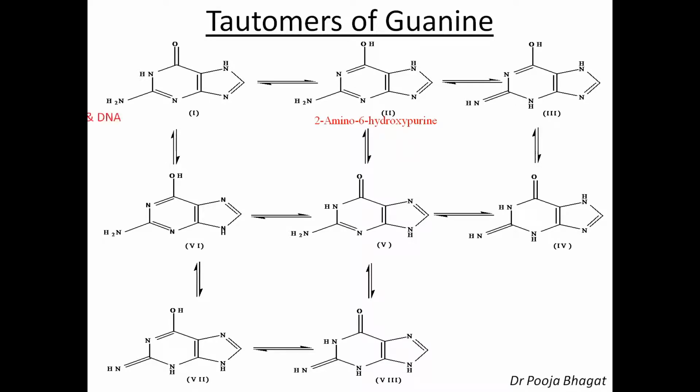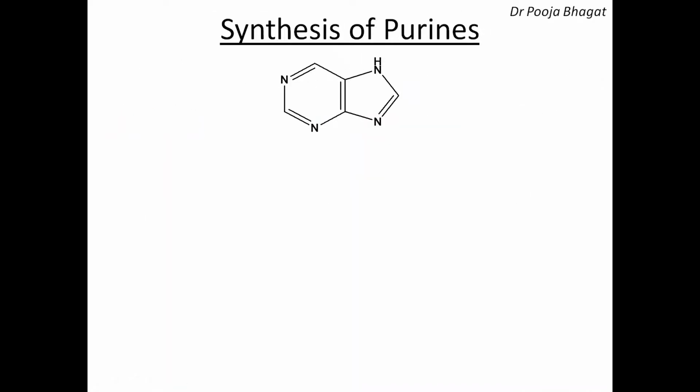Okay. Now if you have to find out which of these 8 tautomers will be present in DNA and RNA, this is the first form, the ketonic form and the amine. So the ketonic and amine tautomer will be present in RNA and DNA. Okay, so the tautomers part is over.